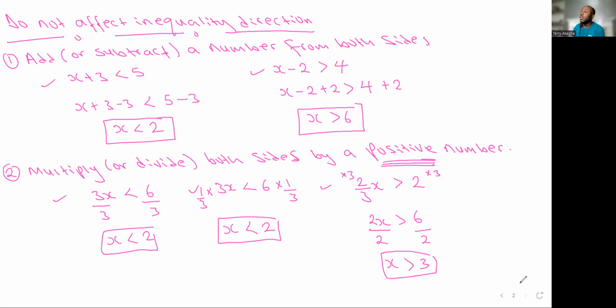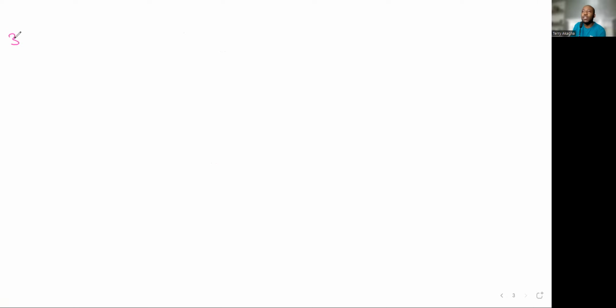All right. And one more thing that does not affect the direction is when you simplify a side. So for instance, we have 3x is less than 5 plus 4. Now I'm simplifying this side, and 5 plus 4 gives me 9. Because you are simplifying the side, the direction will not change.